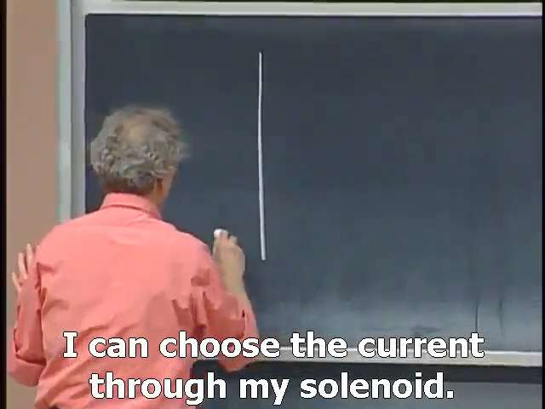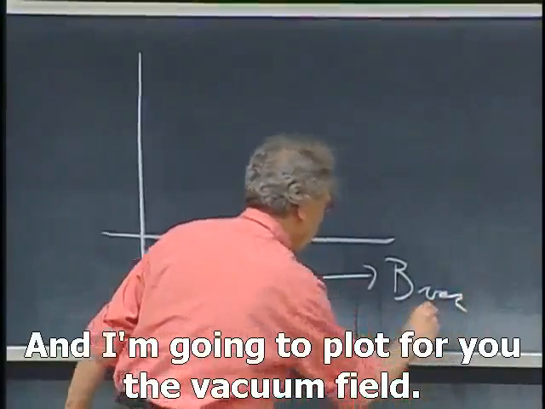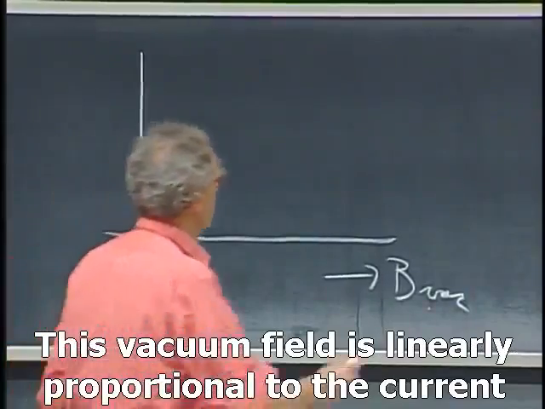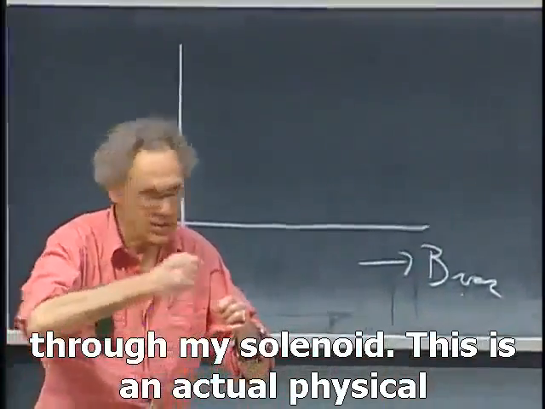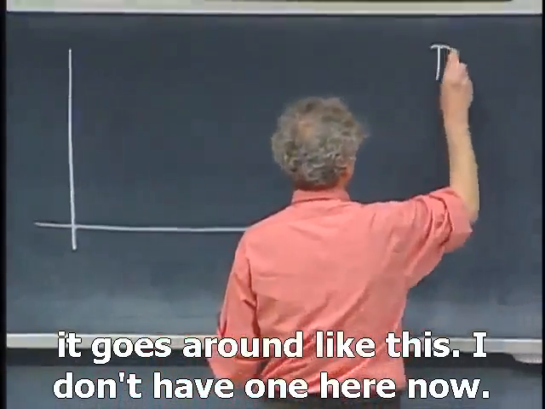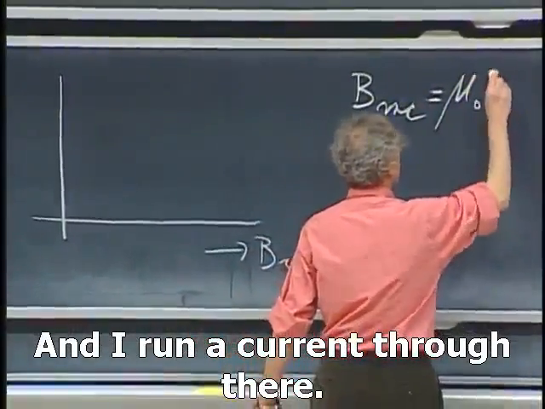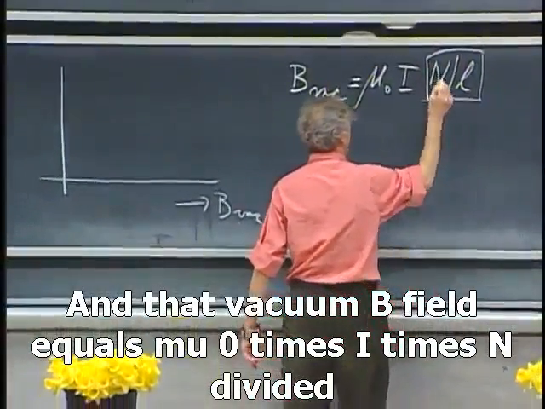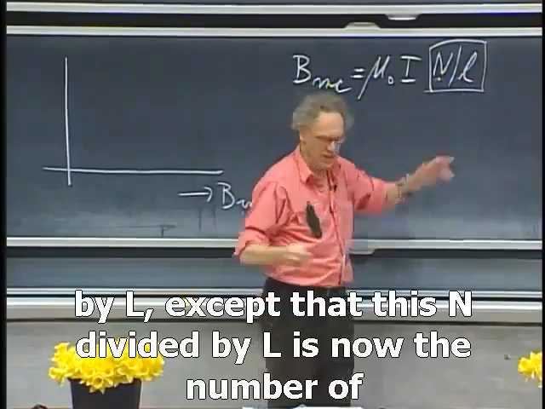And I'm going to plot for you the vacuum field. This vacuum field is linearly proportional to the current through my solenoid. This is an actual physical solenoid. I have a wire that goes around like this. I don't have one here now. And I run a current through there. And that vacuum B field equals mu0 times I times N divided by L, except that this N divided by L is now the number of windings of my current wire, and this is the length of my solenoid.